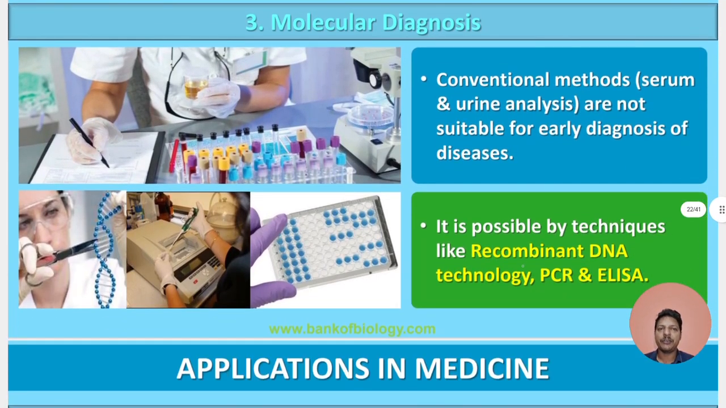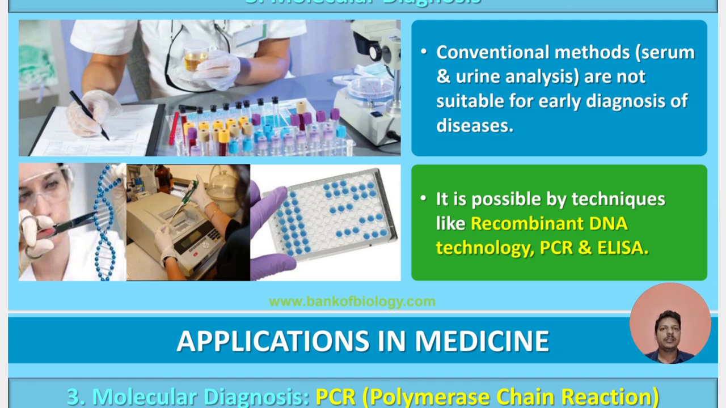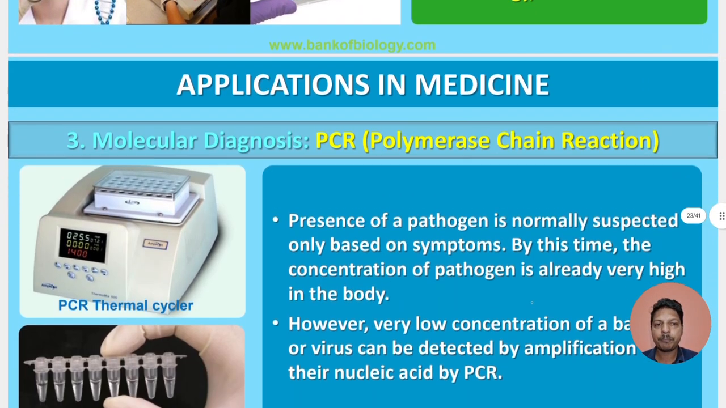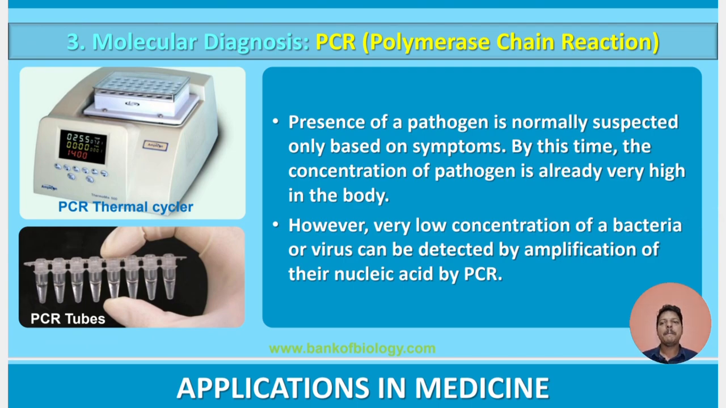Next, molecular diagnosis. Conventional methods, serum or urine analysis, are not suitable for early diagnosis of diseases. Early diagnosis is possible by techniques like recombinant DNA technology, PCR and ELISA. First of all, PCR. PCR stands for polymerase chain reaction. Presence of a pathogen is normally suspected only based on symptoms. By this time, the concentration of the pathogen is already very high in the body. However, a very low concentration of bacteria or viruses can be detected by amplification of their nucleic acid by PCR.